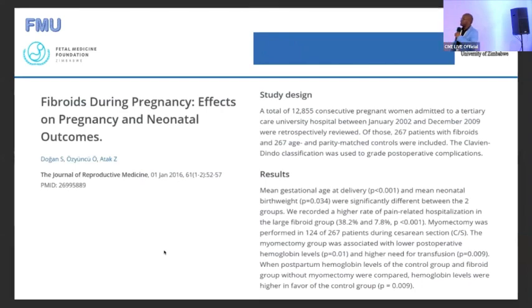This is a study that was designed to look at the effects on pregnancy and neonatal outcomes in women who had fibroid pregnancy. They looked at a total of 12,855 women. When postpartum hemoglobin levels for the control group and fibroid group without myomectomy were compared, hemoglobin levels were higher in favor of the control group.